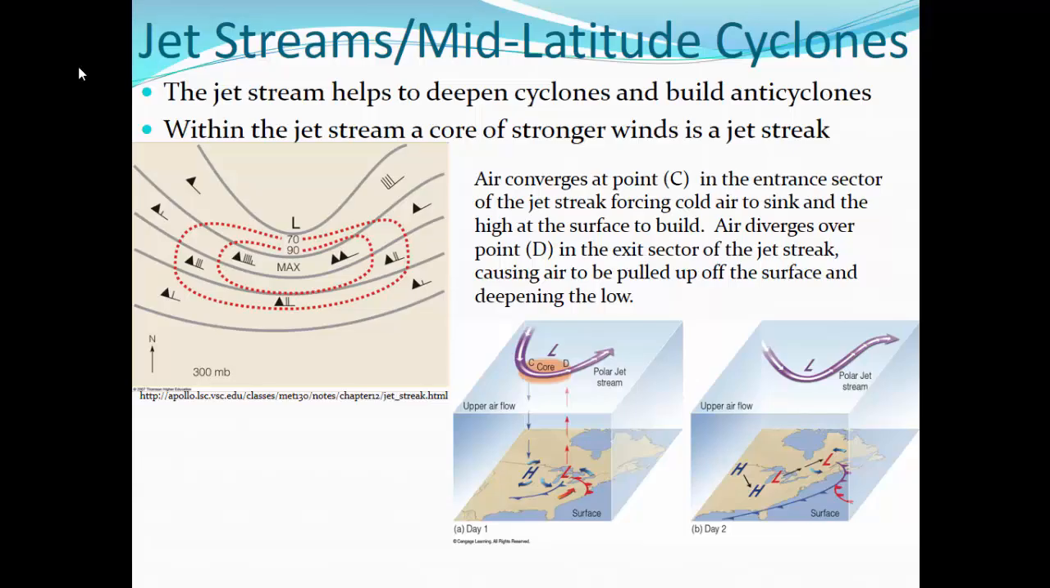So the jet stream helps to deepen cyclones with the divergence aloft and build anticyclones with convergence aloft. And where the air converges aloft, you get the anticyclone at the surface. Where the air diverges in the upper levels, you get the cyclone at the surface. But within the jet stream is a core of stronger winds known as the jet streak.